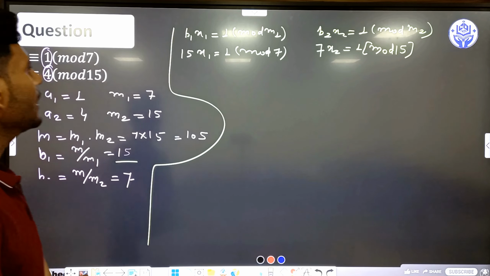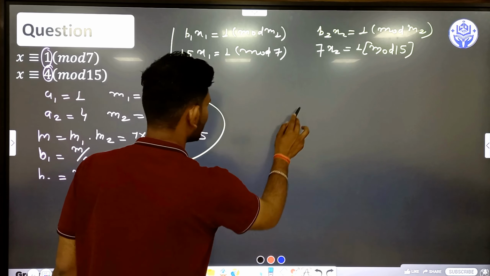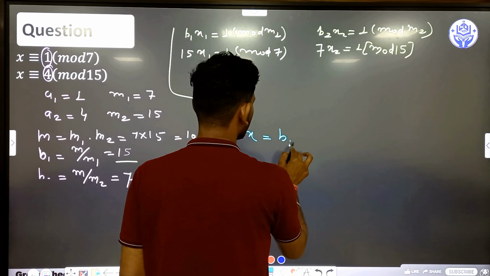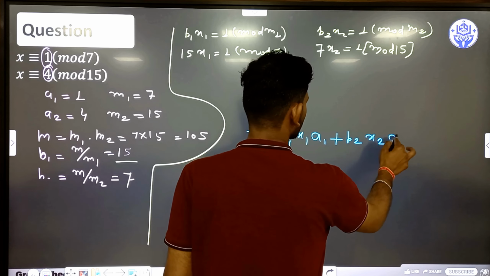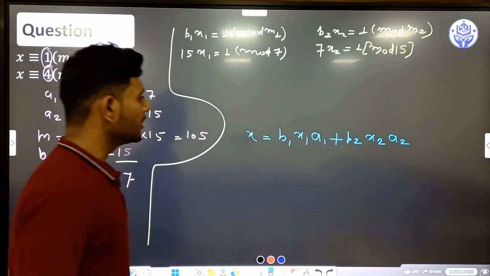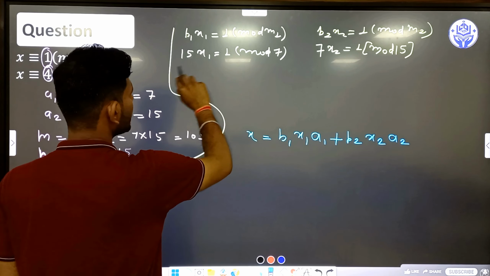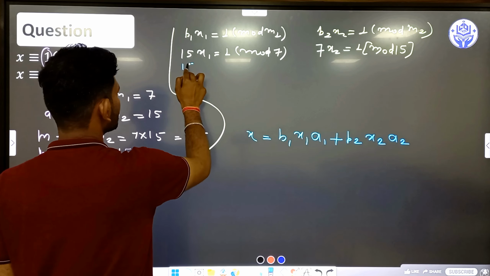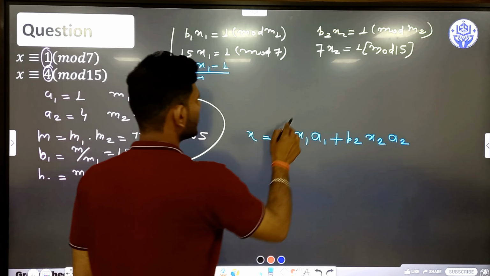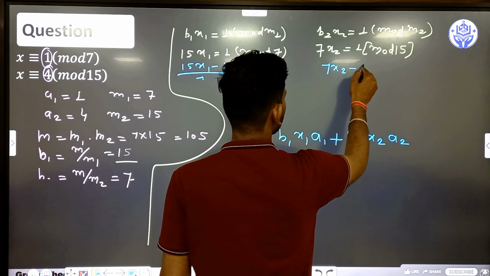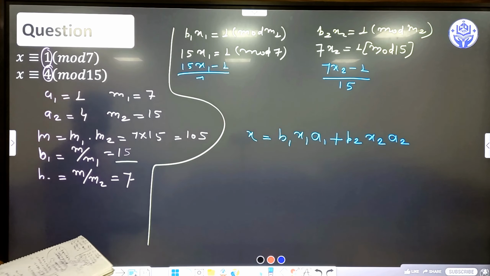Now my target is to find the common solution. The common solution will be x = b1 x1 a1 + b2 x2 a2. Now I have b1, a1, but I don't have x1 and x2. Can I calculate? Yes, I can calculate. From here, it is nothing but (15 x1 - 1) divided by 7, or from here, (7 x2 - 1) divided by 15. That's the simple case we did in the previous question.